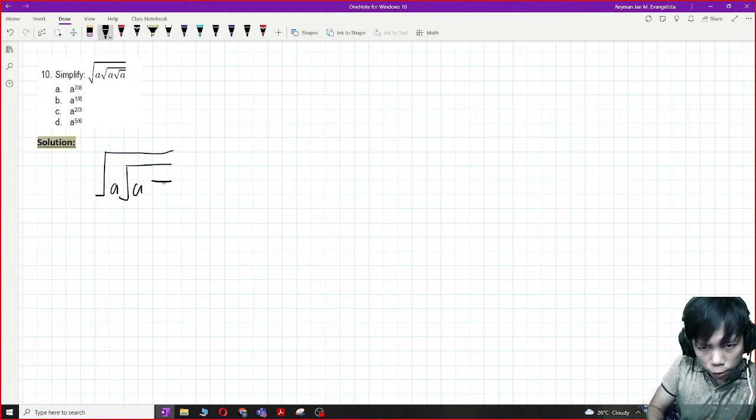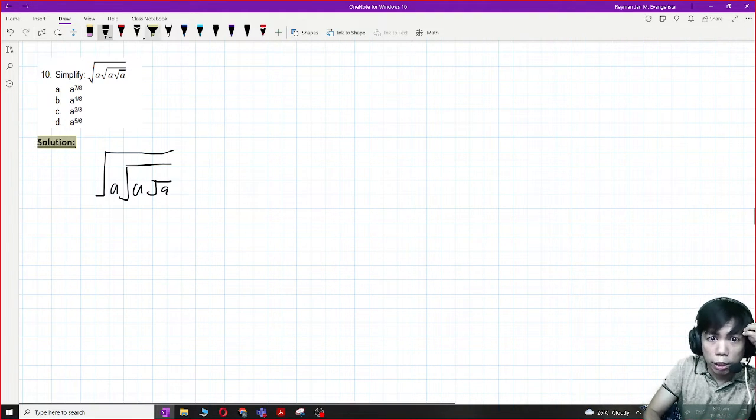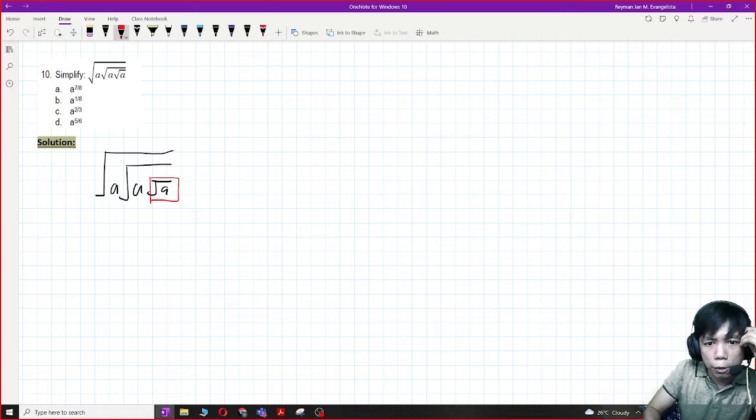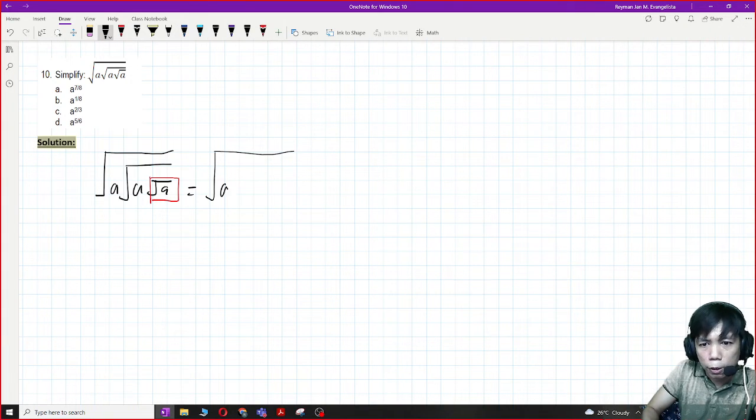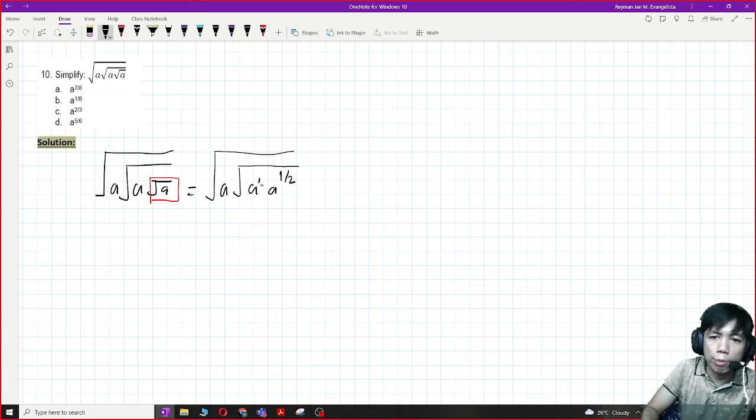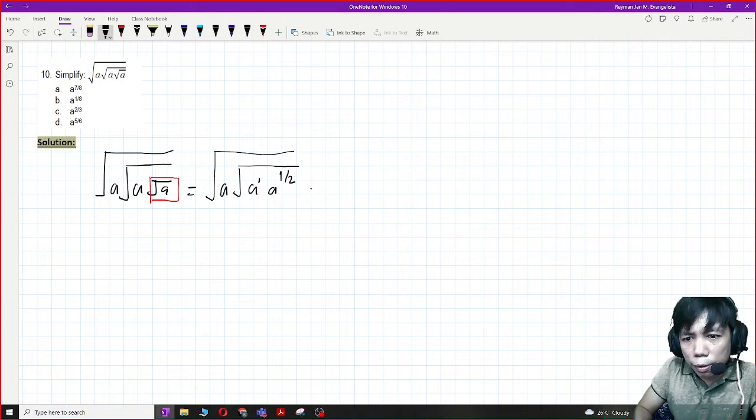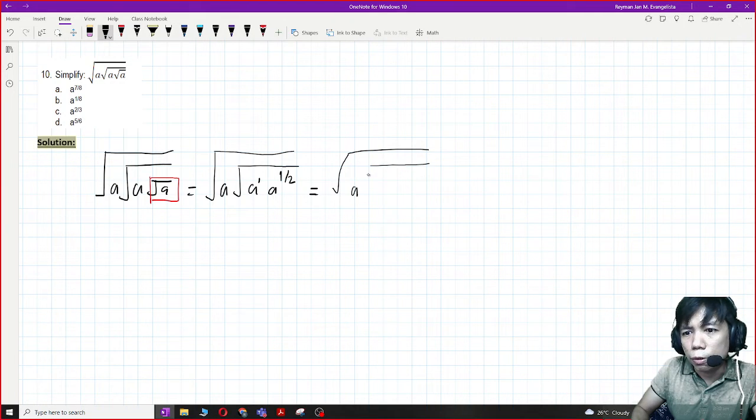Square root of A of A, then square root of A. Okay, so start ka dito sa may square root of A muna. Itong pinakaloob. So, write mo siya as exponential. So, equal to square root of A, square root of A. Yung square root of A, that is A raised to 1/2. Okay, so ito guys, merong 1 dyan. So parang meron kang 1 plus 1/2 dyan. Equal to square root of A raised to 1 plus 1/2.